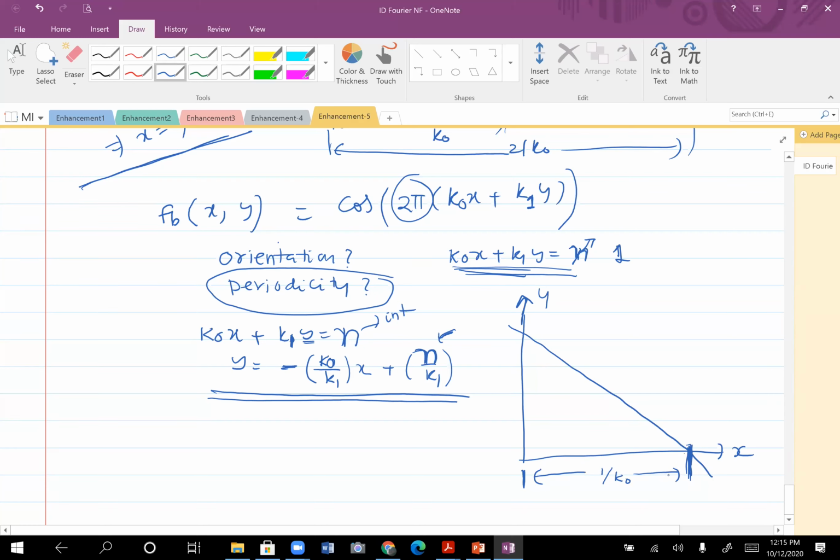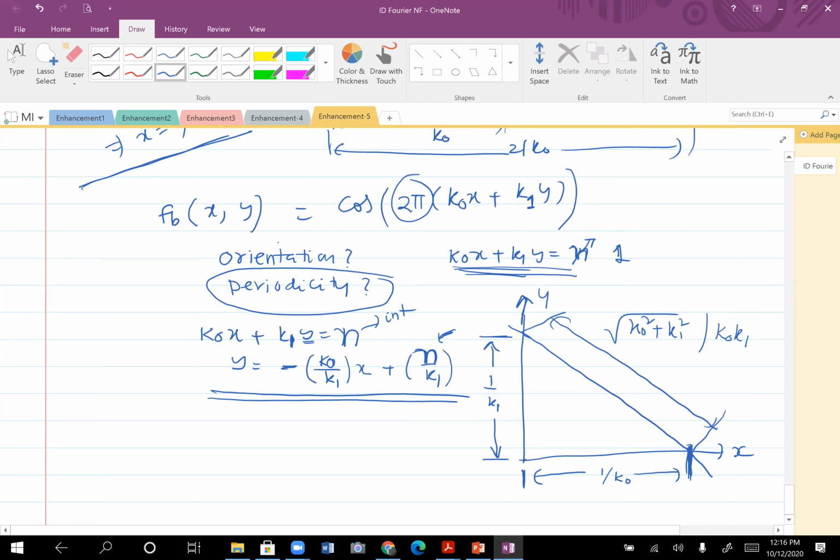That's all. And what is the intercept here? 1 by k1. By the way, substitute n equal to 1 there, because now we are looking at the periodicity itself. So what would this length be? It would be the square root of k naught square plus k1 square, divided by k naught k1.